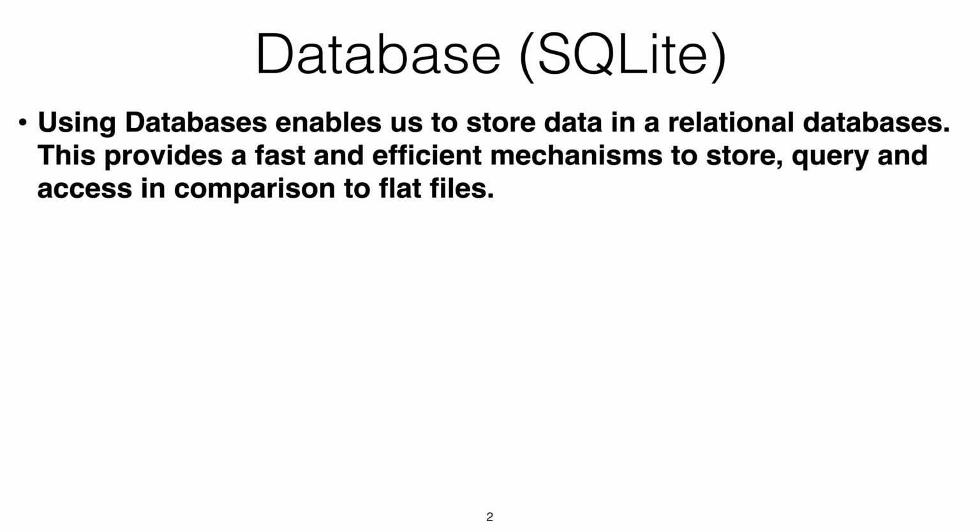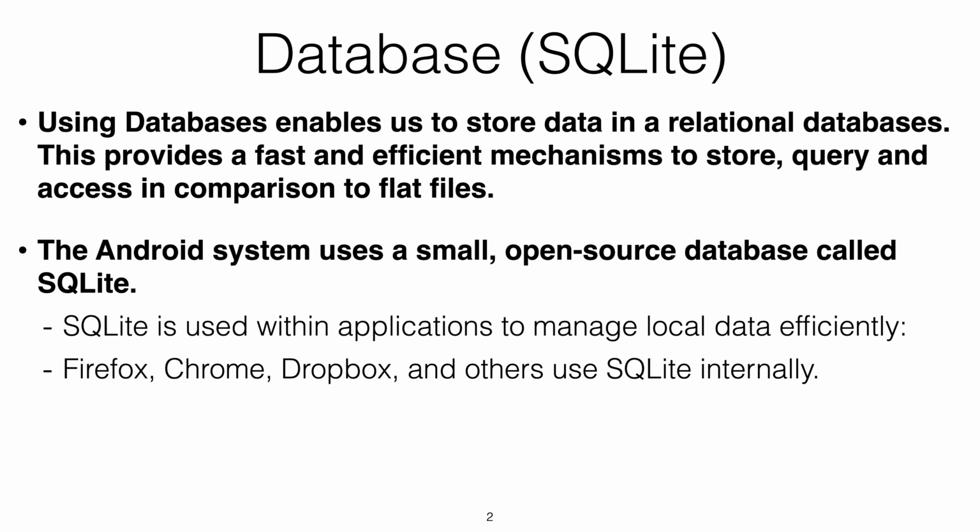The database that is behind the storage of data in Android is called SQLite. It enables us to store data in a relational format, and it allows us to query data much faster than using flat files, which are much harder to query. The Android system uses this small open source database called SQLite, and it's used in a lot of applications that you are using, for example Firefox, Chrome, Dropbox. A lot of applications use this kind of database.